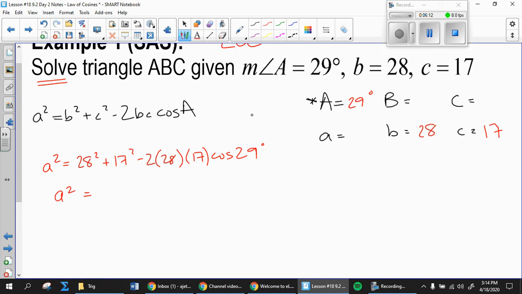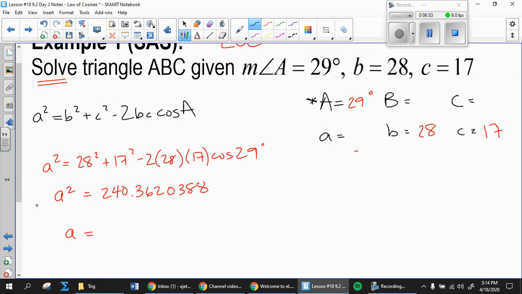And so the nice thing about these problems is that we can simply type that entire thing into our calculator and see what it gives us. So we're going to take 28 squared plus 17 squared minus 2 times 28 times 17 times cosine of 29 degrees. That's going to give me a squared equals 240 point, a long decimal, 33.620388. Well, we're trying to find side A, and so to get A by itself I'm simply going to square root that.